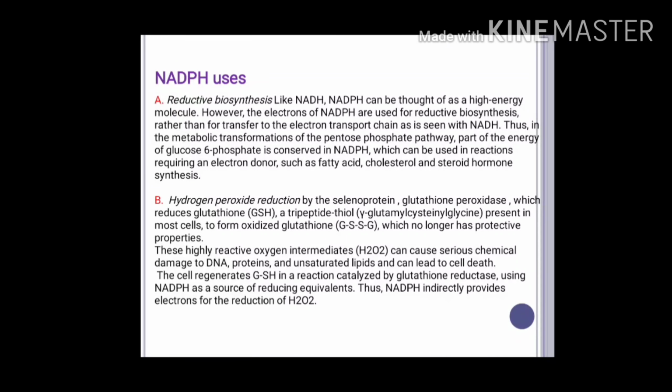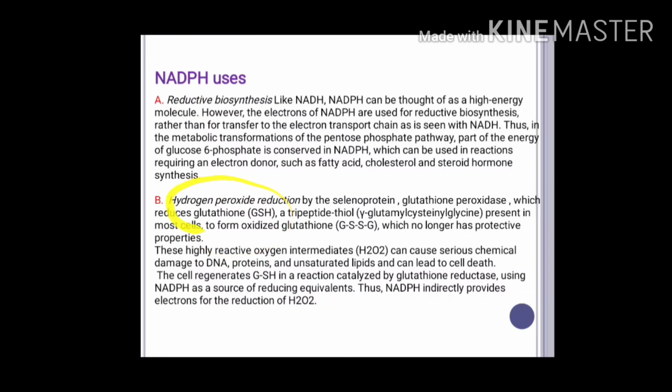So in the metabolic transformation of the pentose phosphate pathway, a part of the energy of glucose 6-phosphate is conserved in NADPH, and this NADPH is used in biosynthetic reactions like fatty acid, cholesterol and steroid synthesis, which require an electron donor. So NADPH is serving as an electron donor.